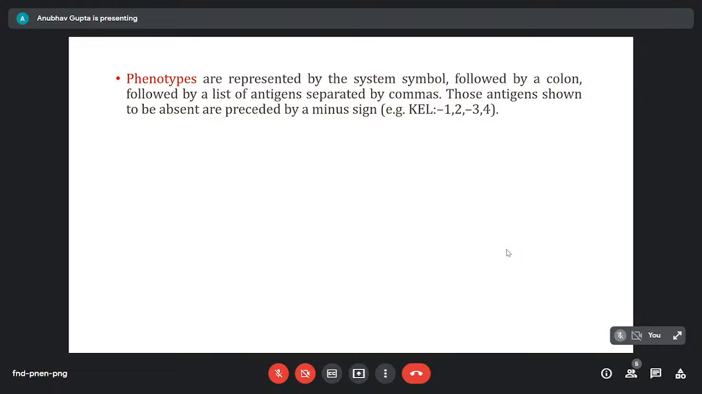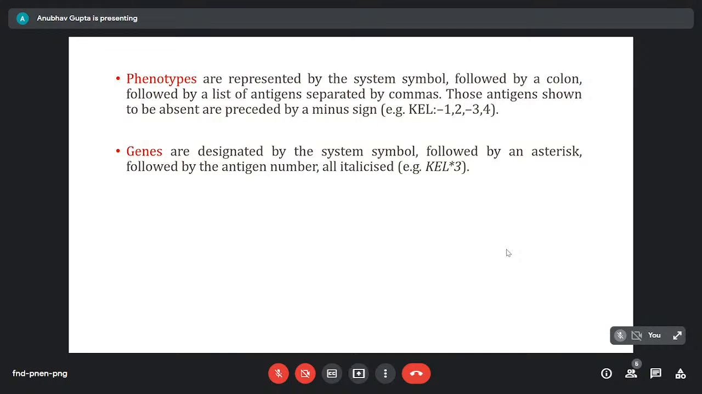So what are the genes implicated in the system? Genes are designated by an asterisk sign followed by the antigen number, all in italics. So for writing a KEL gene, we have to write KEL in italics, followed by the asterisk sign, followed by the 3. So the gene is 3, it is the third gene.